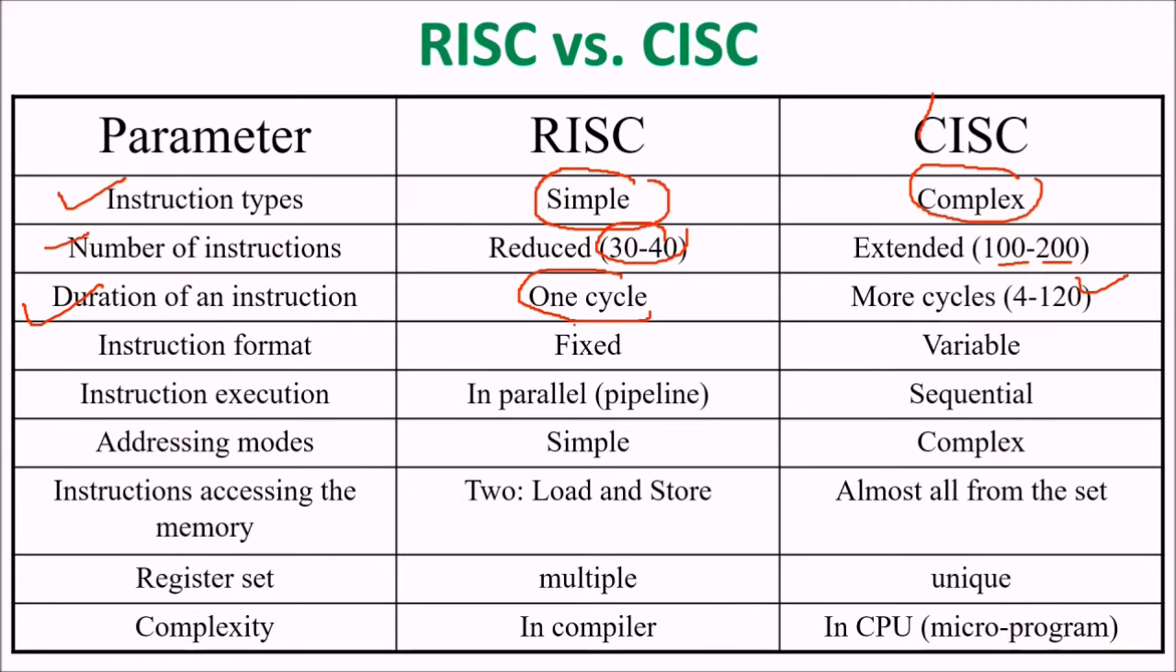The instruction format of RISC is fixed. In CISC, it is variable. The instruction execution through pipelining in RISC is in parallel, while in CISC it is sequential. The addressing modes are simple in RISC and complex in CISC. The instructions accessing the memory in RISC are load and store, but in CISC, almost all from the set can access the memory. In RISC, the register set is multiple, while in CISC it has to be unique. The complexity in RISC is in the compiler, but in CISC it is in the CPU, that is the microprogram. But in RISC there is no microprogram concept.